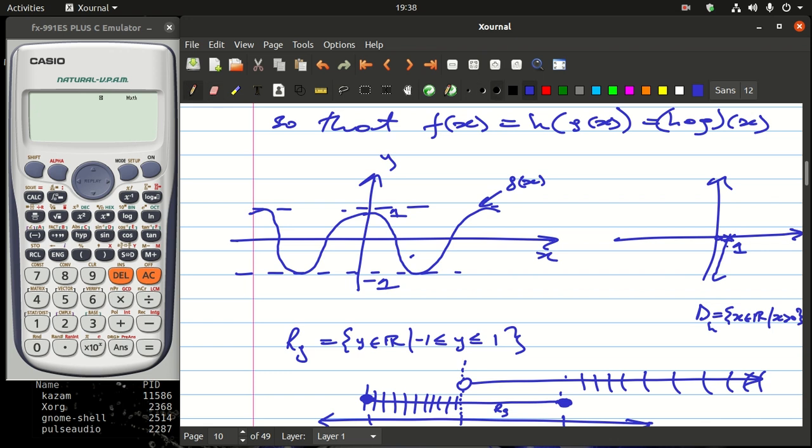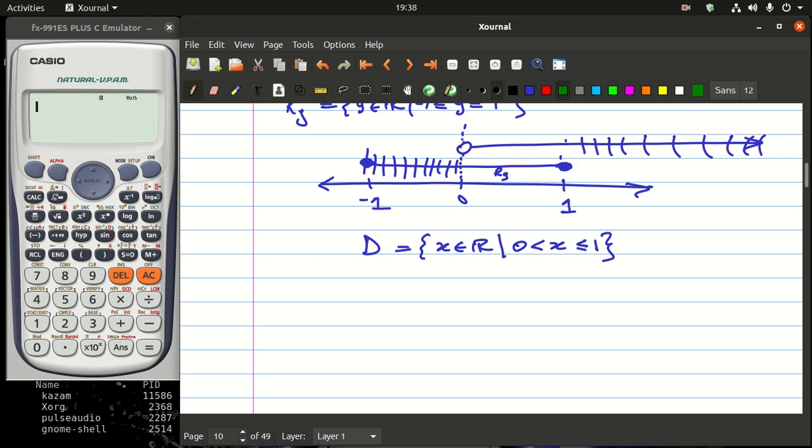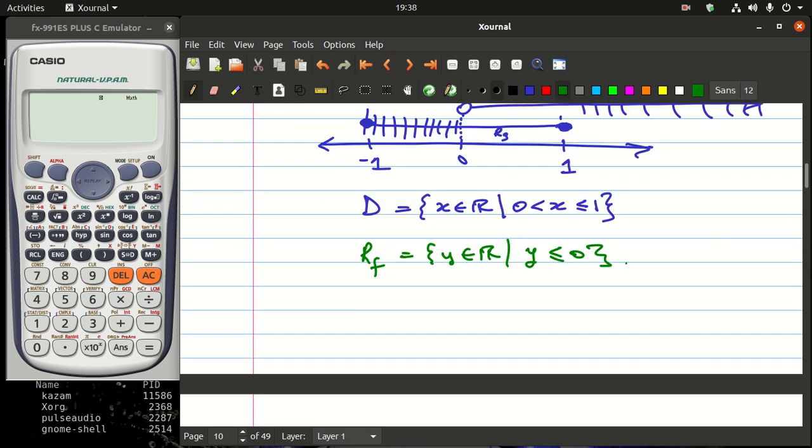And if you look now at this value here, it starts at y equal to 0, and then it goes all the way down, because when you're looking at 0 to 1, the range of the original function f is just going to be y is an element of real numbers such that y is less than or equal to 0, because the remaining function here is below the x-axis, so it's going to be negative. So that's what is happening here. So that's how we end up finding that.